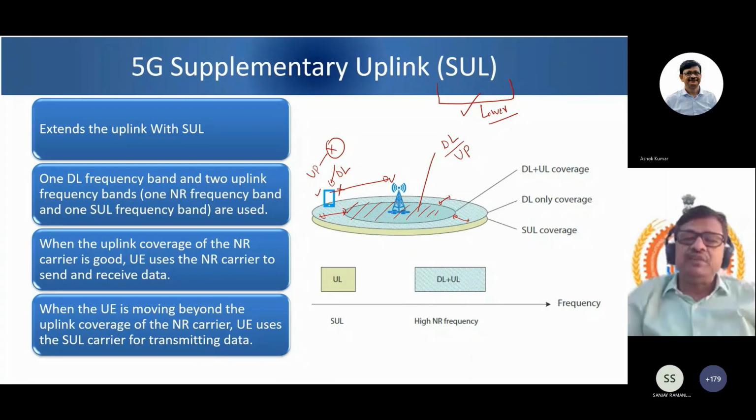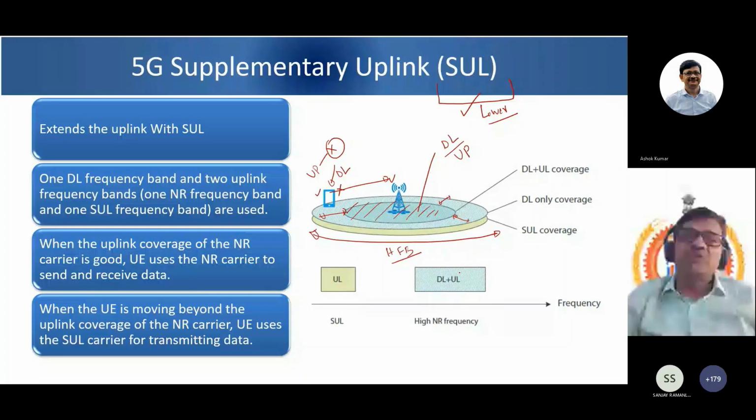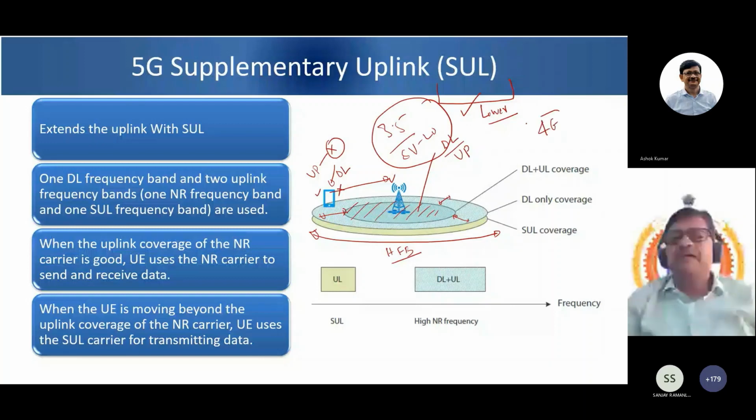So in effect, you are able to increase the 5G coverage even if you are using the higher frequency band. This is the use case which is possible with supplementary uplink. Even if you are using 3.5 gigahertz, if you use a SUL in the lower band, you will have almost equal coverage as your 4G today, in spite of using the higher band.